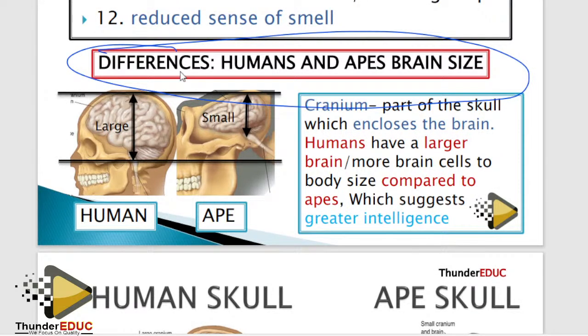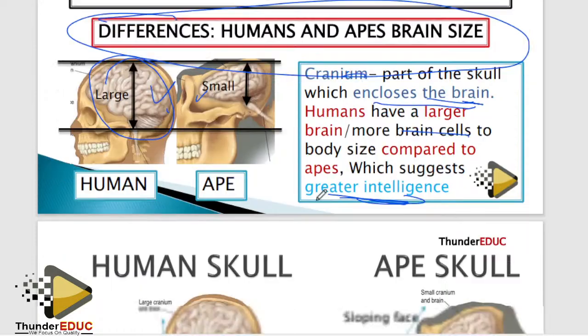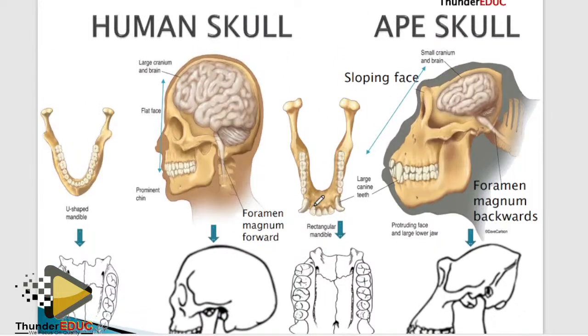Guys, this is the difference. How does the cranium lead to intelligence? We say that a large cranium means a large number of brain cells, which means higher intelligence. So if you have a large cranium, it encloses a large number of brain cells, and the more brain cells, the higher the intelligence. So basically, that's how you can talk about how the cranium is linked to intelligence. Large cranium, more brain cells, large intelligence.